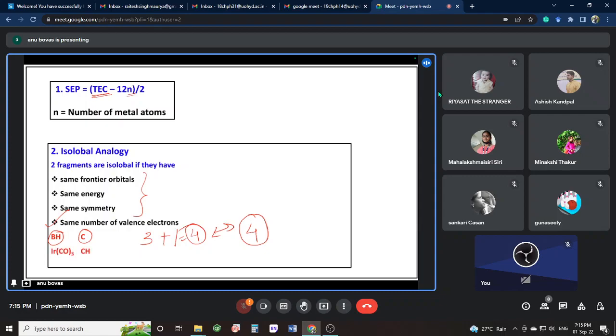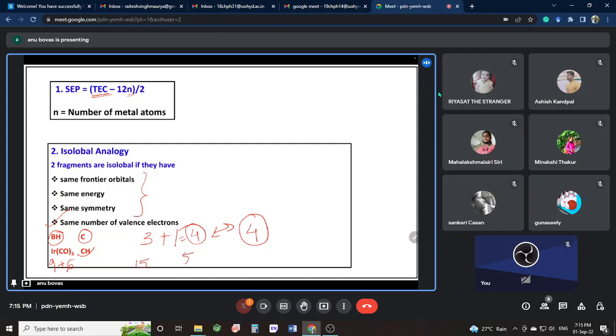Similarly, if we consider another example, iridium carbonyl thrice and CH. Here, iridium has 9 valence electrons, plus carbonyl is a 2 electron donor, so 2 into 3 equals 6. It has a total of 15 electrons. CH has 4 plus 1, 5.